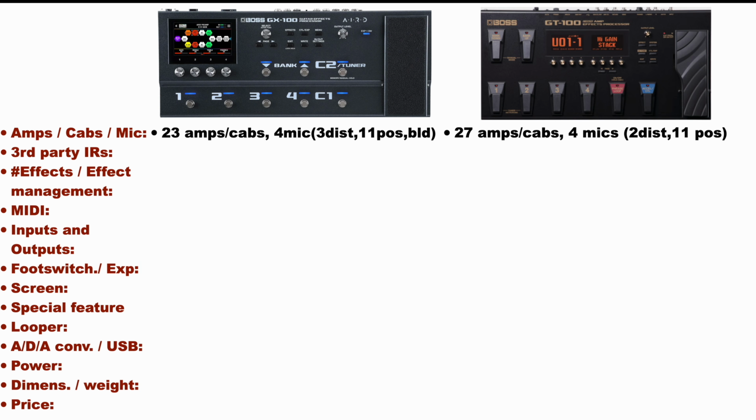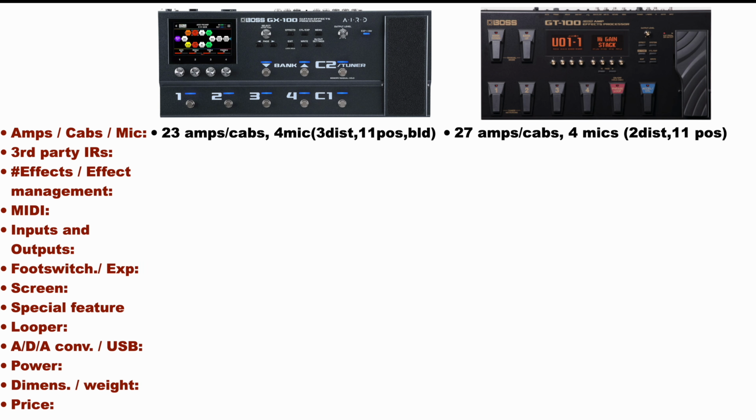First of all, in the GX-100 we have 23 amps and cabs and 4 mics, with the possibility to choose 3 distances and 11 positions of the mic over the cab, and also to blend the sound of 2 mics. Furthermore, 3 out of the 23 amps are dedicated to the bass. For instance, with the simulation of an Ampeg SVT.